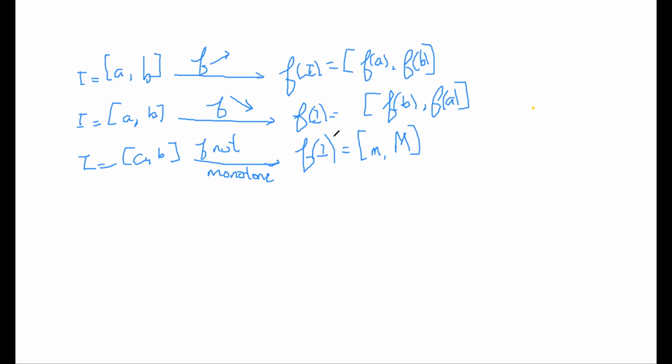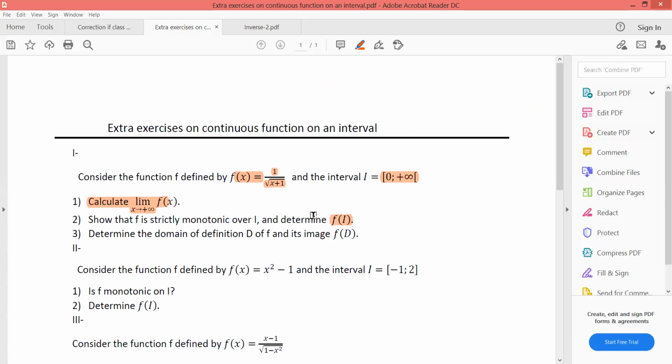Now if f is increasing, f(I) equals f(a), f(b). In this exercise, what do we have? F is decreasing, isn't it? How much do we get for f of 0? From infinity to 0. F of 0 gives us 1, isn't it? f of 0 is 1, and toward infinity, 0. Okay.